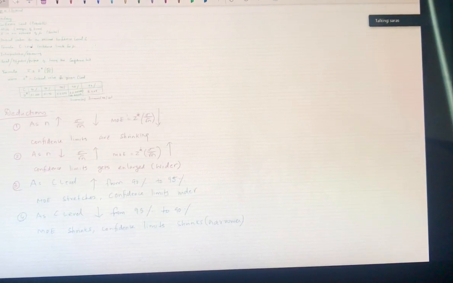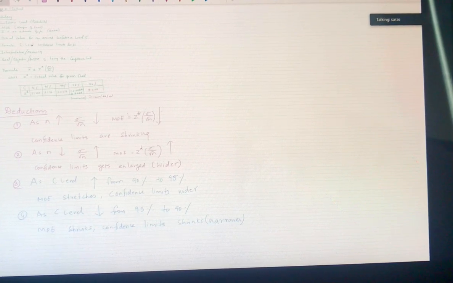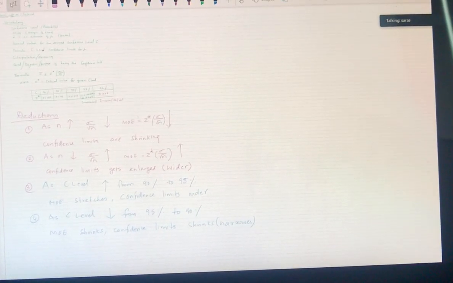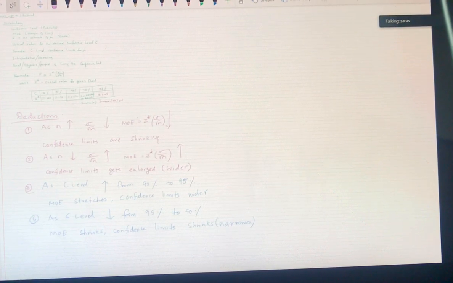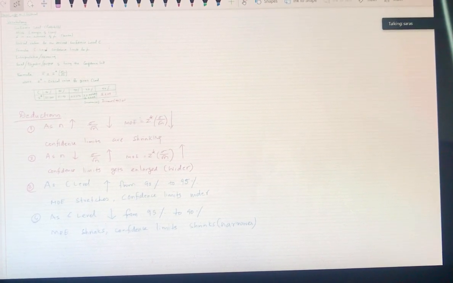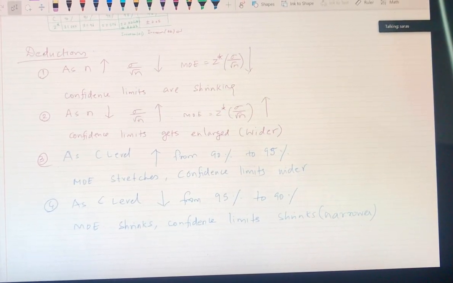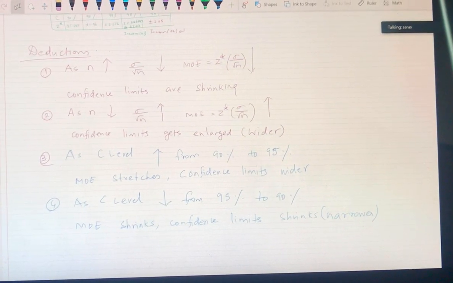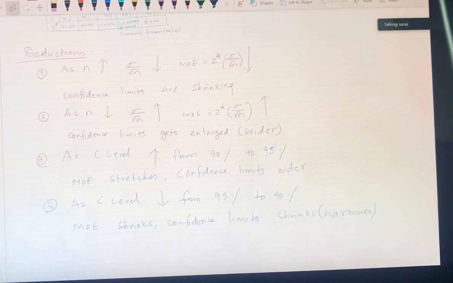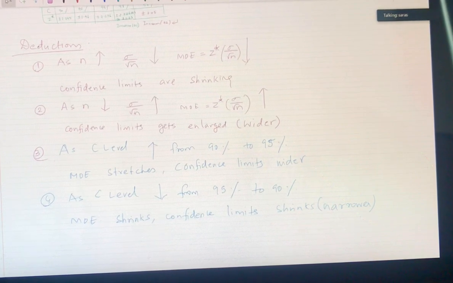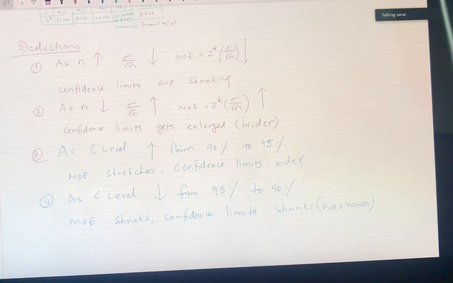where you have several new terminology or vocabulary and the formula, and then the critical value table and the deductions. What happens when the sample size increases or decreases? What happens when the C level increases or decreases? What happens to the confidence interval? What happens to the margin of error and everything? Sounds good? Yep, that sounds good to me.